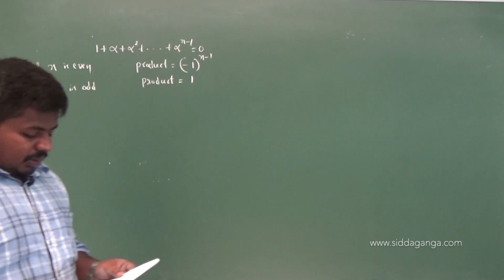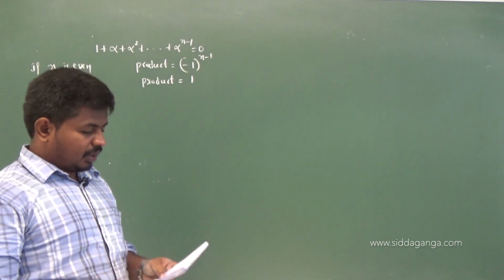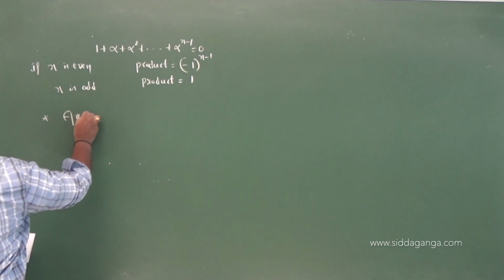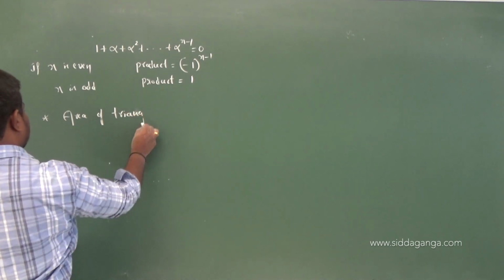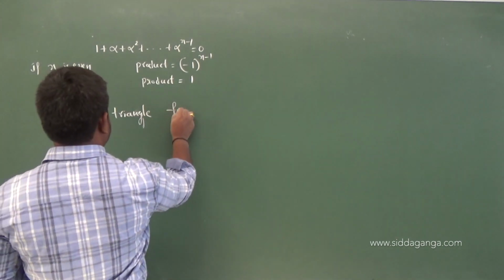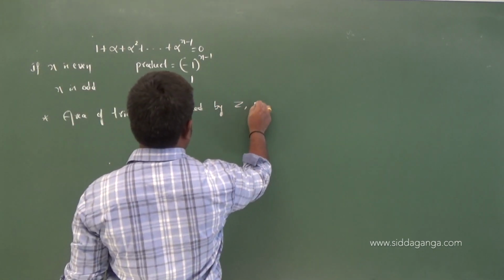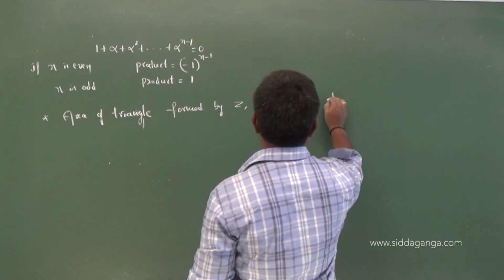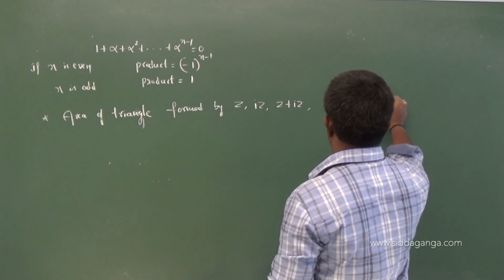Okay, students, now let me write one more point. Area of triangle: this is the result that the area of the triangle formed by the complex numbers z, iz, z plus iz is given by half into modulus of z whole square units. It's a standard result.